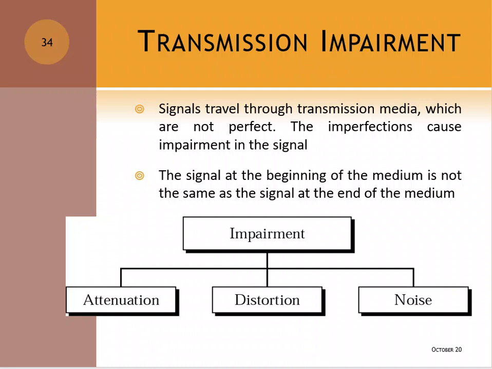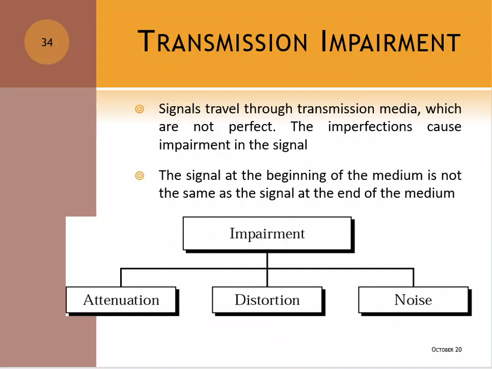So, ketidaksempurnaan kabel tu dia akan mengakibatkan ketidaksempurnaan juga bagi signal yang lalu. So, the signal at the beginning of the medium is not same as the signal at the end of the medium. So, the implication, signal at the beginning, apa yang dihantar tidak sama dengan apa yang diterima. Okay, so we have three categories of impairment: attenuation, distortion, and noise.